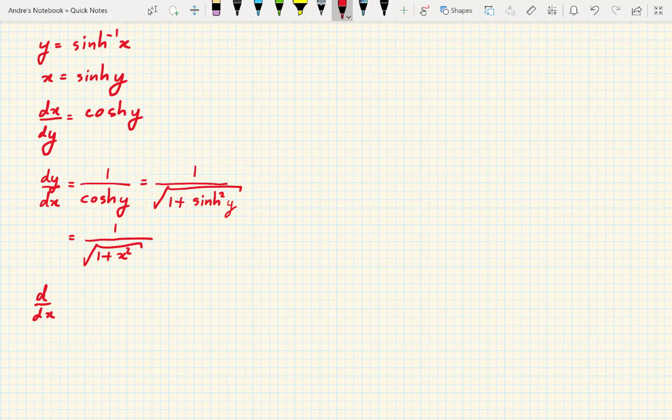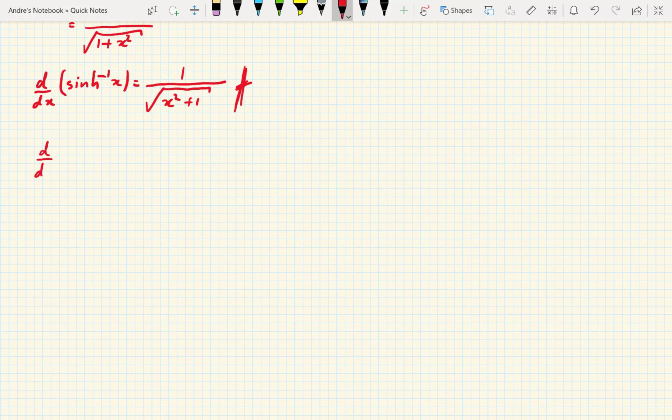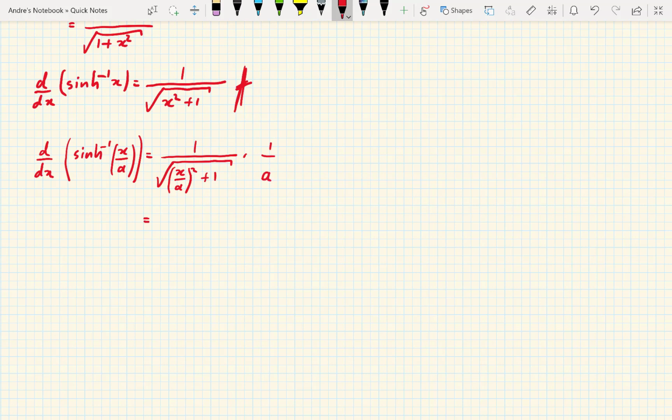To summarise, the differential of arcsinh x with respect to x is 1 over root x squared plus 1. We can use the chain rule to differentiate arcsinh of x over a to give 1 over root x over a all squared plus 1, all multiplied by 1 over a. This simplifies to 1 over root x squared plus a squared.